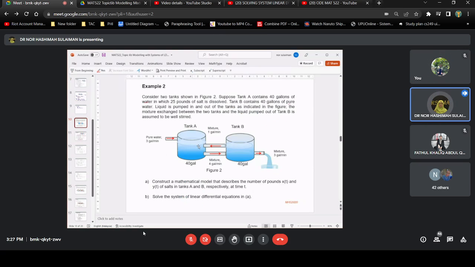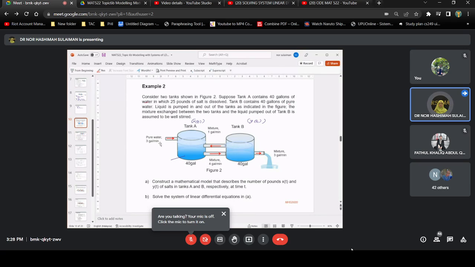Okay, alright. So kita tengok yang ni pula. Yang ni macam kita up sikit lah problem ni. Ada banyak information kat sini. Katalah you want to consider two tanks as shown in the diagram. Tank A contains 40 gallons of water in which 25 pounds of salt is dissolved. Maksud dia apa tu? Katalah kita guna variable X of t dekat tank A ni, yang ini kita gunakan variable Y of t. Let X of t and Y of t be amount of salt in each of the tank. Nampak tak, ada lagi complicated diagram ni.